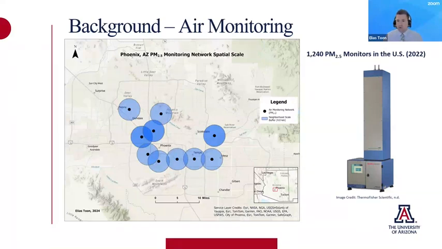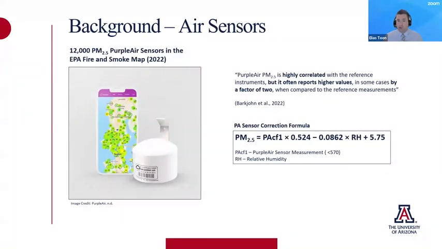So what are some opportunities that we could take to try to characterize PM2.5 exposure over a broader range? One option is use of air sensors. Air sensors are low cost. An example here is a PurpleAir sensor, which will also be the subject of this presentation. These are on the order of $200 to $300 to get one of these sensors. And as of 2022, there were 12,000 PM2.5 PurpleAir sensors represented on EPA's Fire and Smoke Map, so almost 10 times as many as the nation's ambient air quality monitoring network.